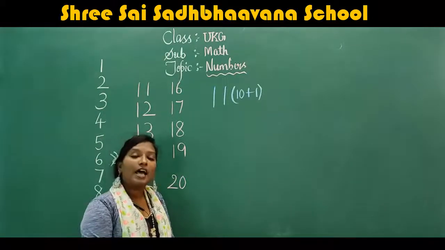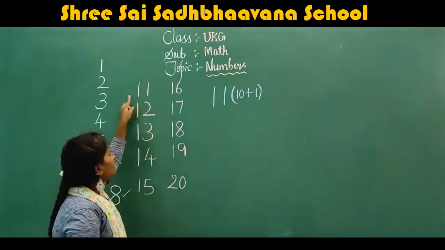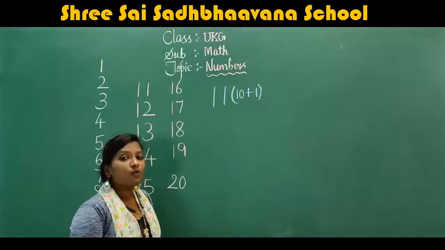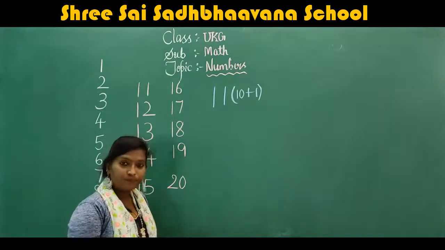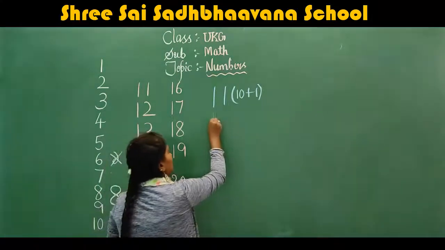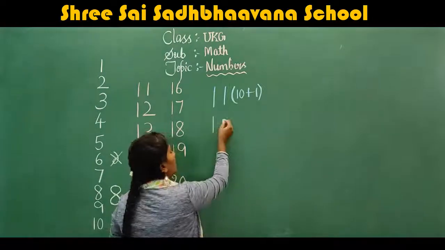After 11, which number will come? After 11, number 12. Then how to write number 12? Yes, one standing line. I write number 1. This is number 1 and 2.